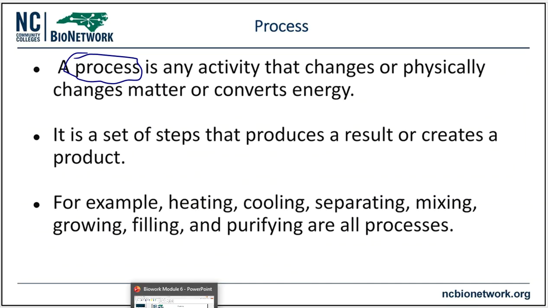Next, it says a process is a set of steps. Of course it is, right? There are steps of the recipes that I have to follow. There are steps that I have to follow in the biomanufacturing realm. Those are going to be standard operating procedures. And these steps are going to produce something, and that something is going to be a product. So for example, heating the cake in the oven, cooling, separating, mixing, growing, filling, purifying. All of these are processes that we are doing in the manufacturing line in order to make something.